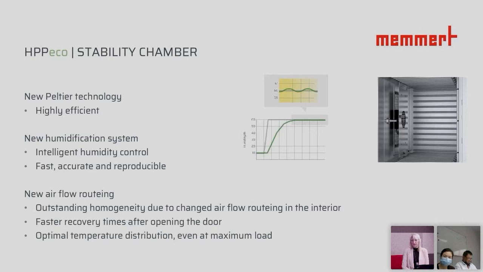When we talk about homogeneity inside, we measure, for example, at different points inside to see what the temperature deviation is. And here we consider a new system in order to get a very good result. That means outstanding homogeneity due to changed airflow routing in the interior, faster recovery times after opening the door, and optimal temperature distribution, even at maximum load. And let's go to the next one.